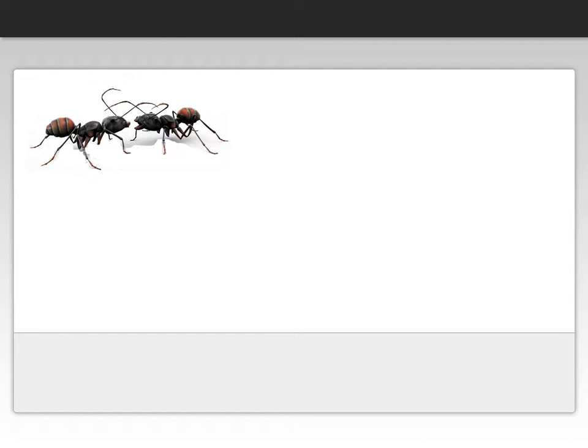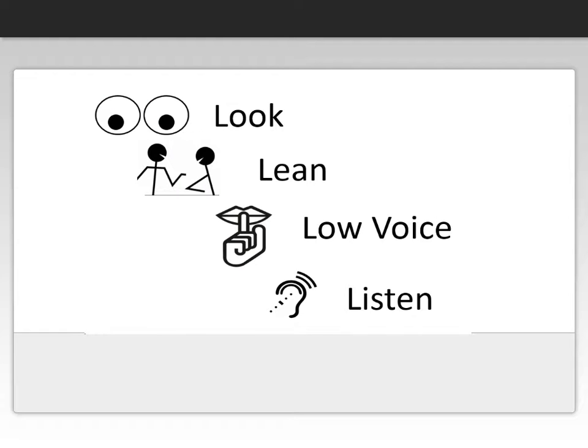The partners then are going to be instructed to follow the 4 L's. Look. It's important to have eye contact with your partner. Lean. If you lean slightly toward your partner, your body language says that you're interested in what they're saying. You're going to use a low voice, and we'll talk in a minute about how to practice for that low voice. And listen. So the 4 L's are look, lean, low voice, and listen.